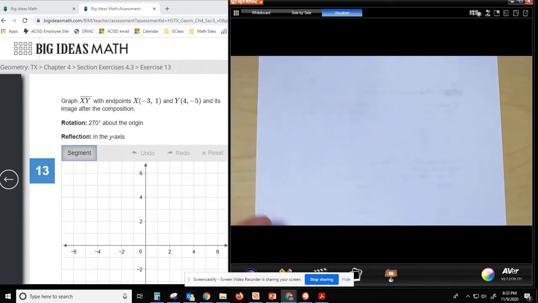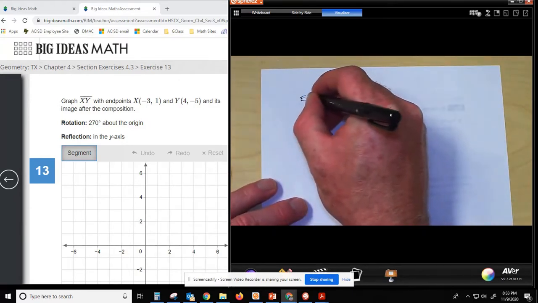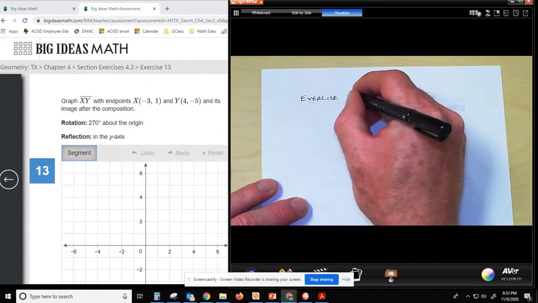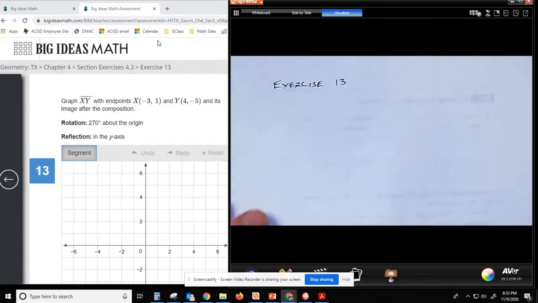I'm looking at exercise 13, and this is from the homework. So if you've stuck with the video this long, especially at home, you will see one of our problems worked out here. And this is what it looks like in Big Ideas.